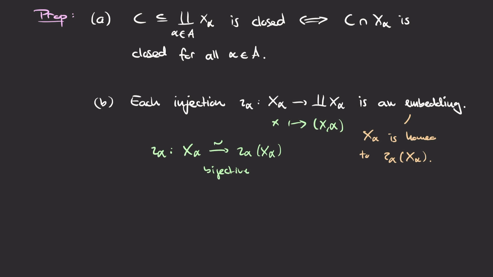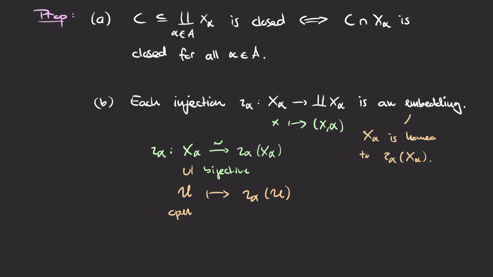Therefore, the only thing we need to check in order to show that iota alpha is a homeomorphism is that a set is open in X alpha if and only if it's open in iota alpha of X alpha. Okay, well, if we have some open set U in X alpha, then if we think about U as sitting inside the disjoint union, so if we consider iota alpha of U, this set is open in the disjoint union if and only if all of its intersections with the component spaces are open.